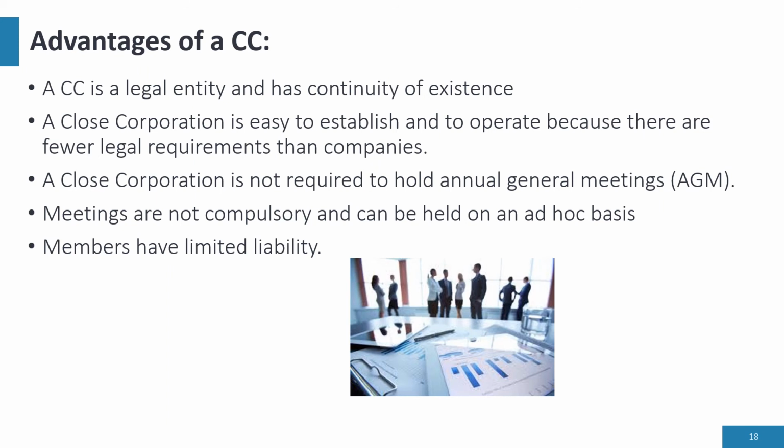So what are the advantages of a CC? A CC is a legal entity and has continuity of existence. So if one of the main members passes away, the CC can still continue. A closed corporation is easy to establish and to operate because there are fewer legal requirements than companies. A closed corporation is not required to hold annual general meetings, AGMs. Meetings are not compulsory and can be held on an ad hoc basis. Members have limited liability. If you can remember, limited liability means that if the company is in financial trouble and there's debt that cannot be paid off, then the company's assets will be taken, not your own assets.